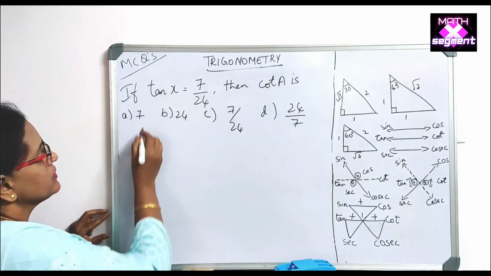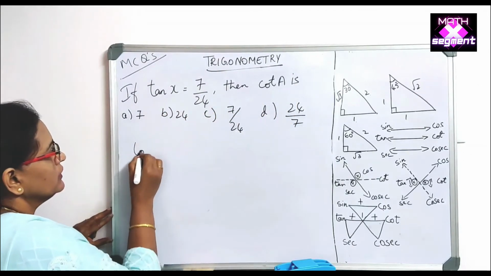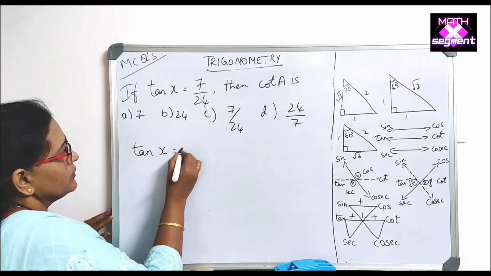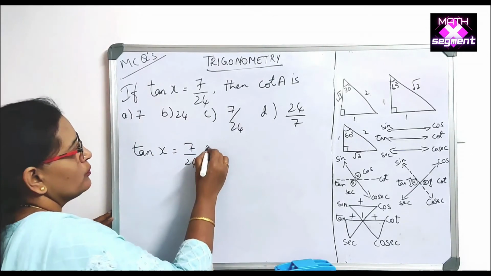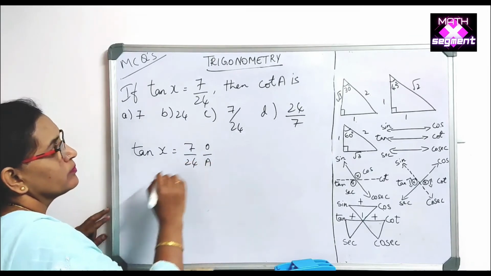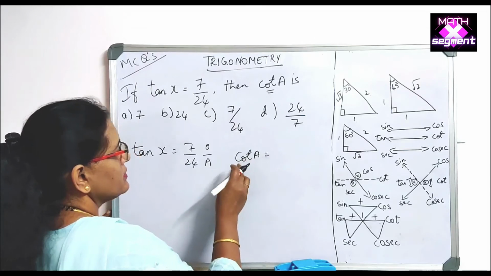Let's solve the next question. If tan x is equal to 7 by 24, then cot A is what? So here tan x is equal to 7 by 24. We know what is tan. Tan is nothing but opposite by adjacent. And we have to find out cot A. So cot A is what?